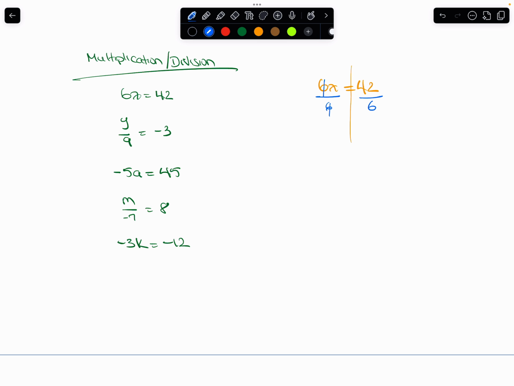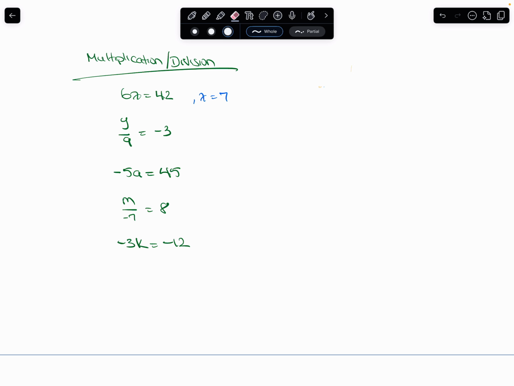6 divided by 6, and when I bring it down, it'd be 1x. But I don't have to put the 1 in front of it. It'll just be plain x. Drop our equal sign, and now we do a simple division. 42 divided by 6, we know, is 7. So in this example, x equals 7.